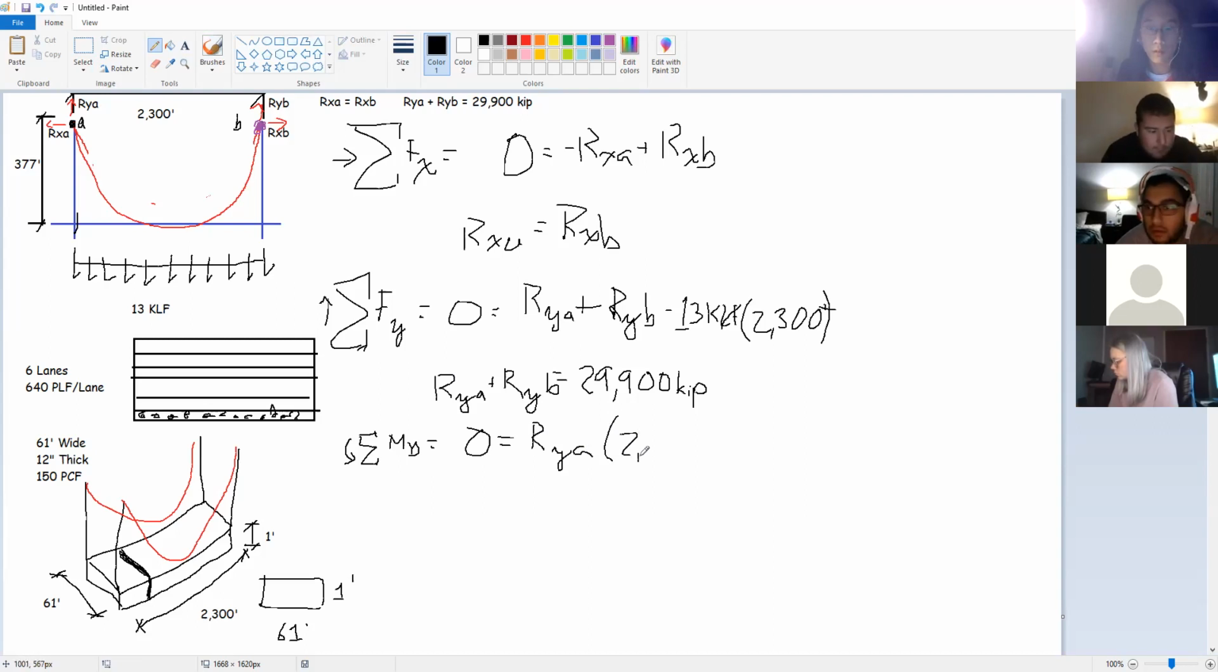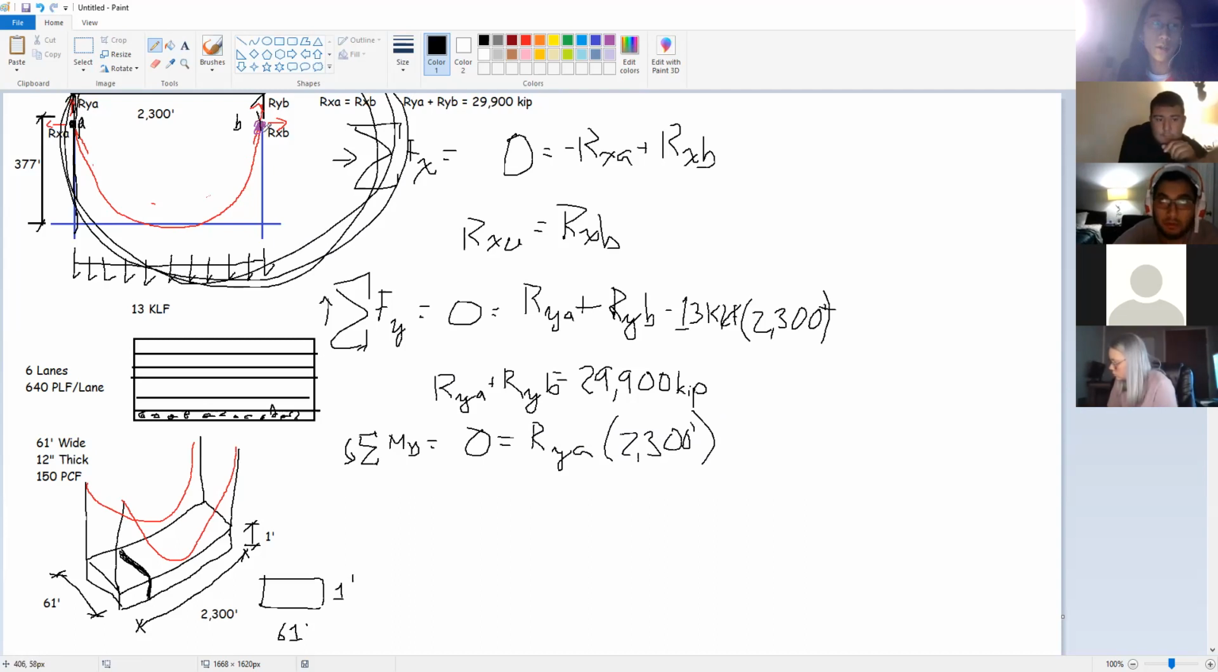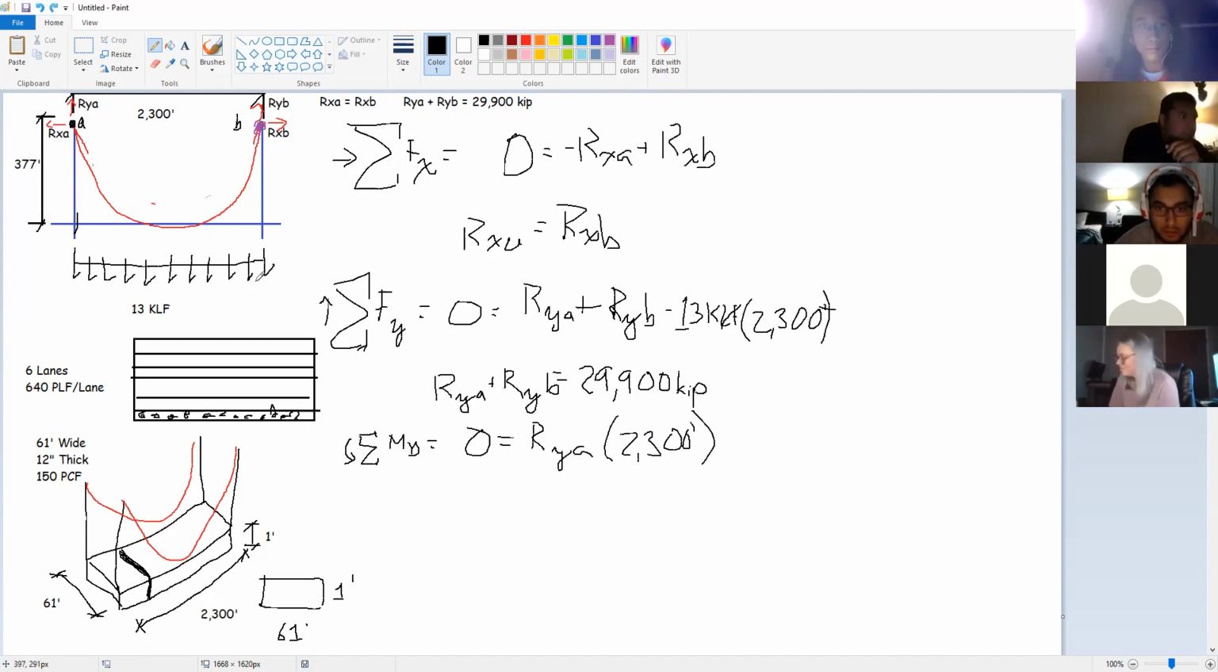2,300. Beautiful. So remember, it's a force times a distance to get a moment. If you did the black hole thing, see how it orbits around B, that radius right here is 2,300. Beautiful.